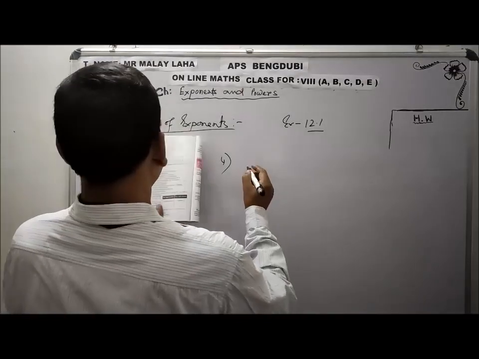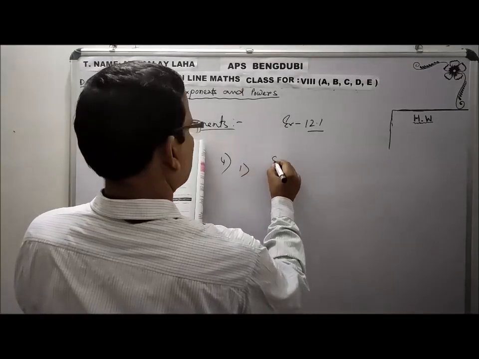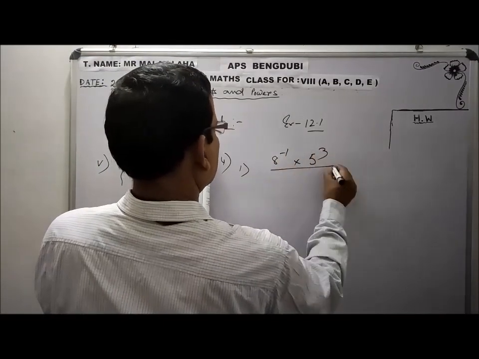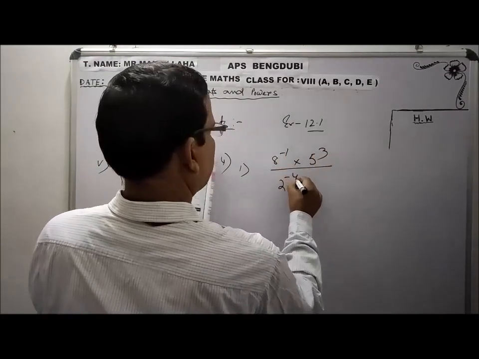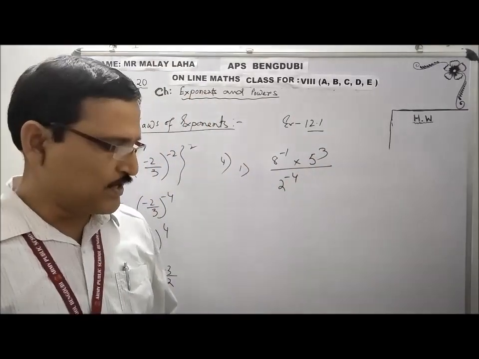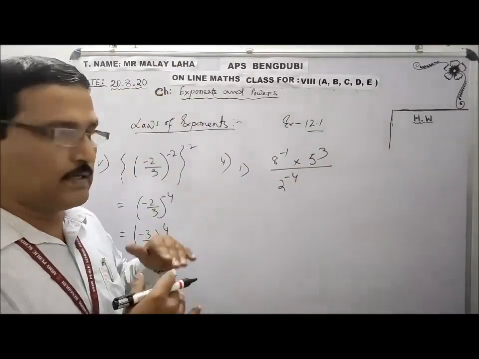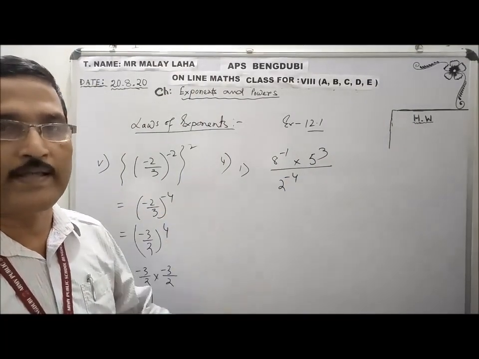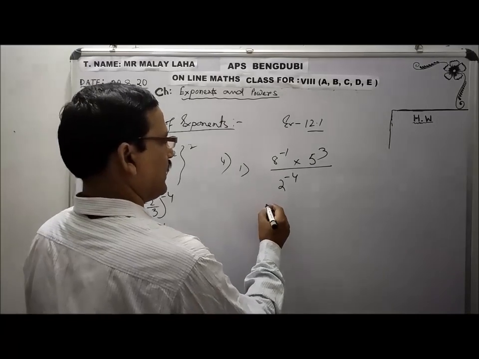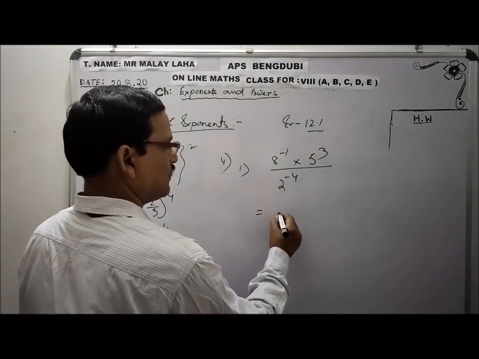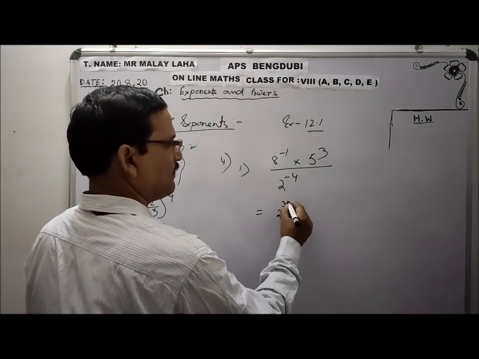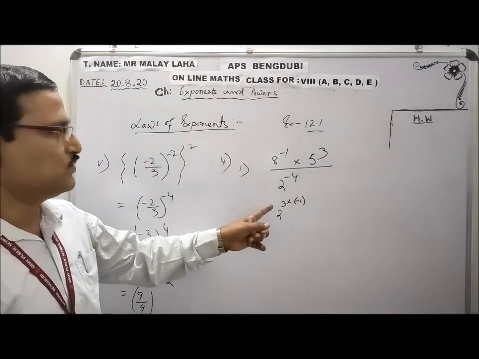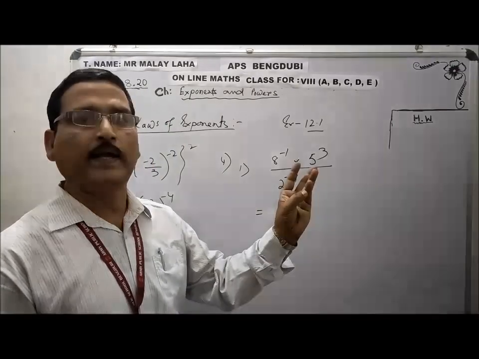Question number 1. 8 raised to minus 1 into 5 raised to 3 by 2 raised to minus 4. Whenever you are getting this number, you can expand and then cut the result, but better is that you have to apply the law. So 8 can be written in what way? 2 raised to 3, multiplied by minus 1.